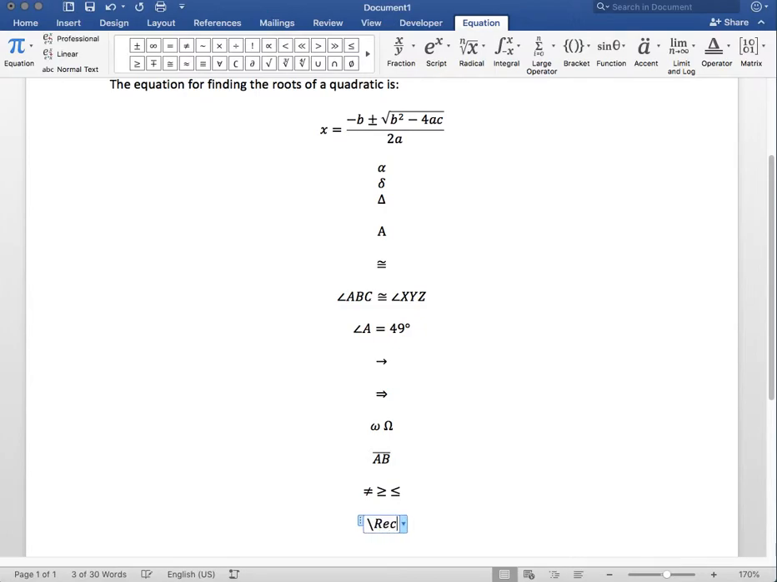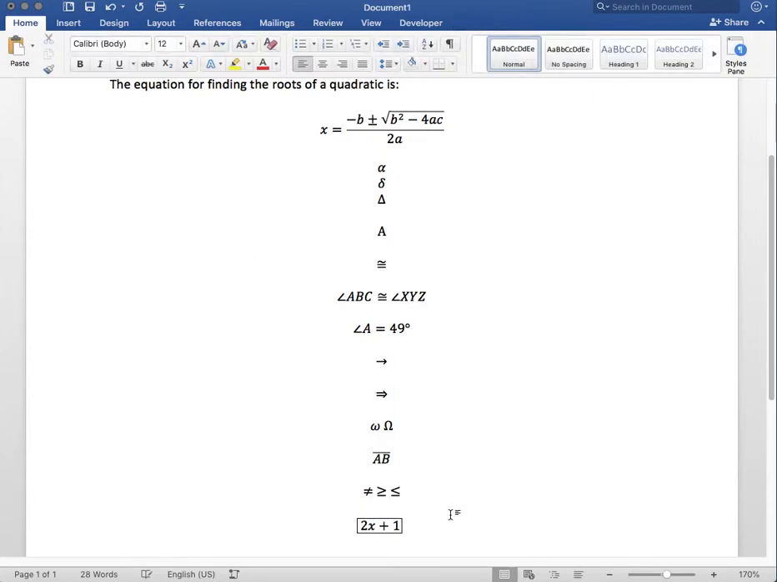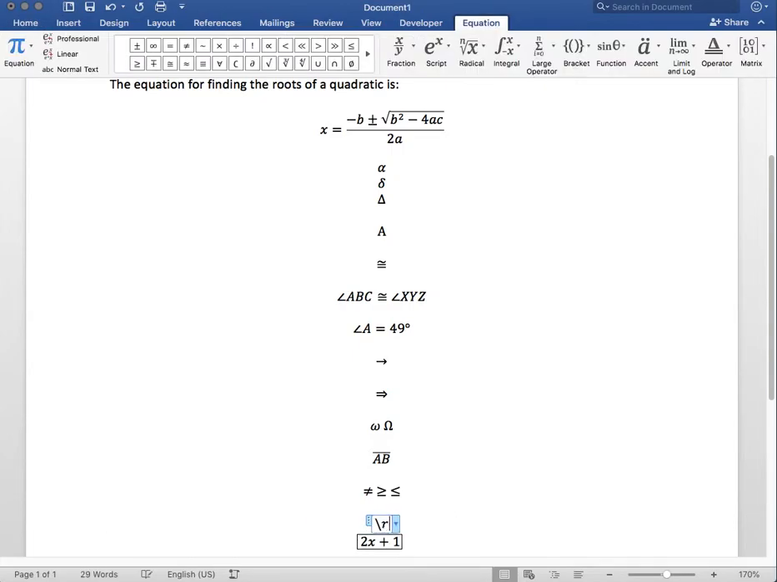If we do backslash rectangle and then parentheses, didn't spell it right, rectangle, maybe it has to be a lowercase r. It's rect, R-E-C-T. So this will allow us to encase something into a rectangle. So let's do that again. We open up the equation editor, backslash R-E-C-T. We hit space. We have the rectangle.